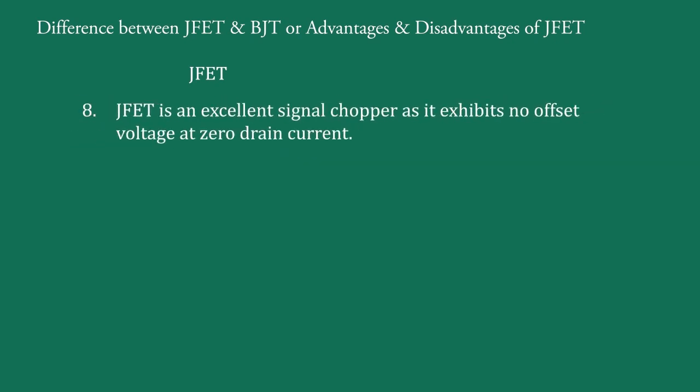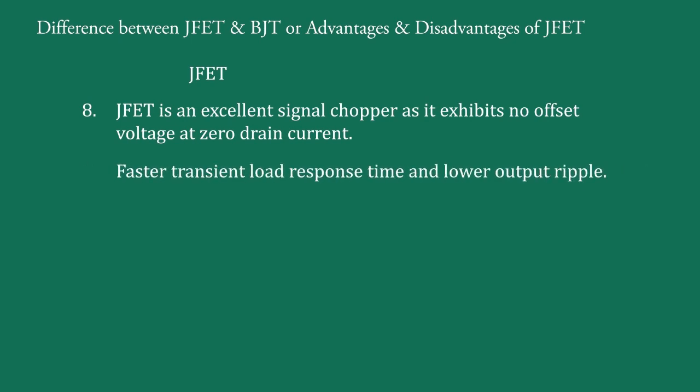8. JFET is an excellent signal chopper as it exhibits no offset voltage at zero drain current. Offset voltage is defined as the voltage that must be applied to the input to cause the output to be zero. It means it has faster transient load response time and lower output ripple.